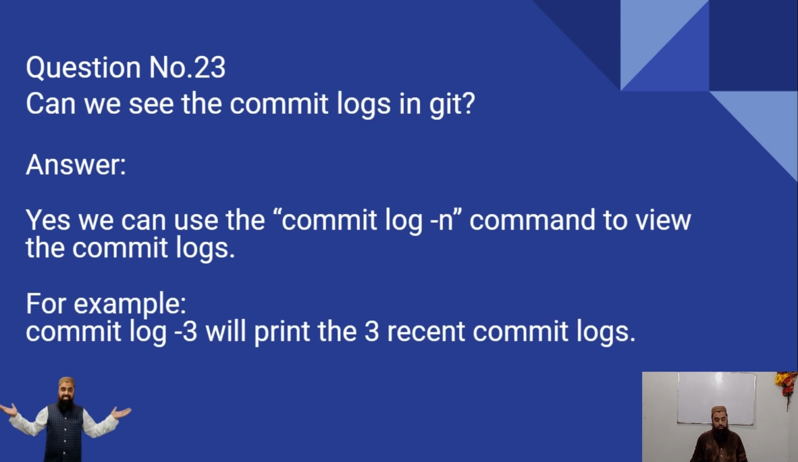Can we see the commit logs in Git? Of course we can. And the command is git log minus n. How we can use it: git log minus 3 will print the 3 most recent commit logs. Sorry, I forgot to write git. It is actually git log. I will update this file, and we can use this to view the commit logs.